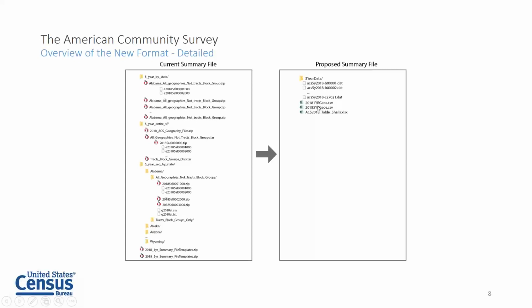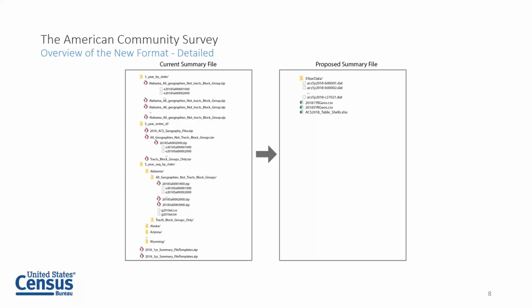And then also we have, as you're familiar with, just with a different name, the geography files and table shells. Those are largely unchanged. Those have all of the component IDs, the geo IDs, geo labels for both 1 and 5 year. And then also the table shells with all of the table labels.